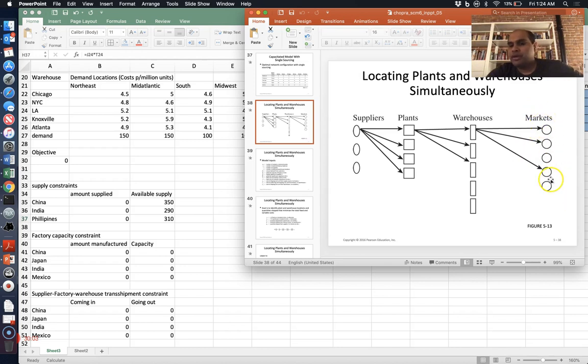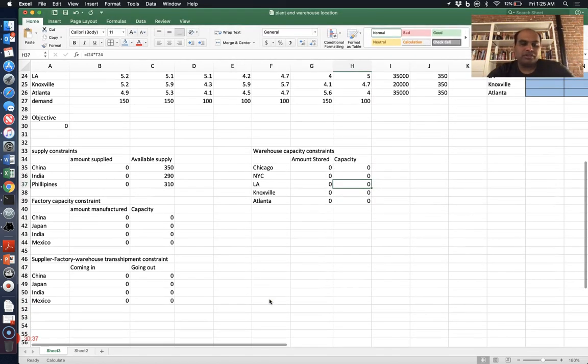But before we get to the demand constraints for market, we also have to write the transshipment constraint through the warehouses. We wrote one set of transshipment constraints where everything coming in from the suppliers to the factory locations has to equal everything going out of the factory location to the warehouse location. Similarly, we have a transshipment constraint at the warehouse location which says everything coming in from all the factories to the warehouses should be equal to everything going out of the warehouses to the demand location. So let's write the warehouse transshipment constraint.